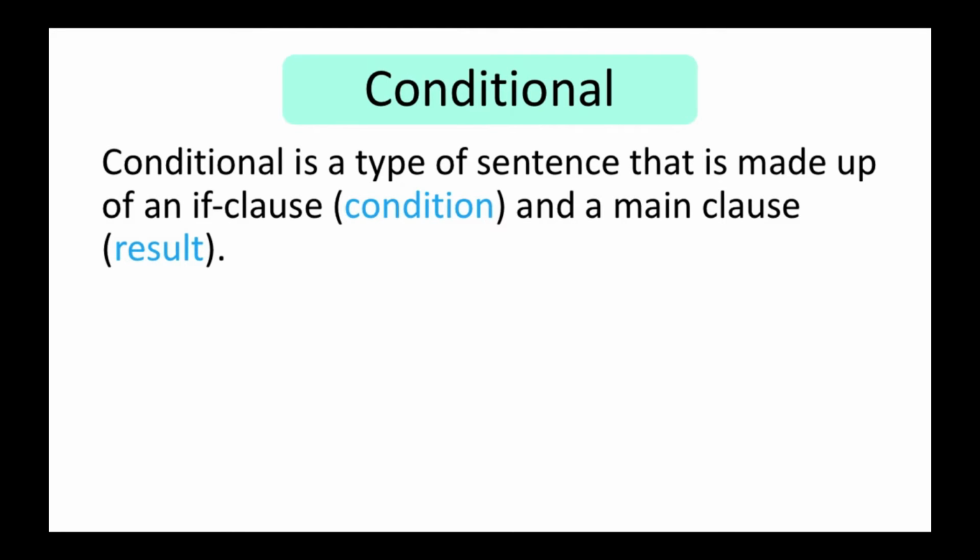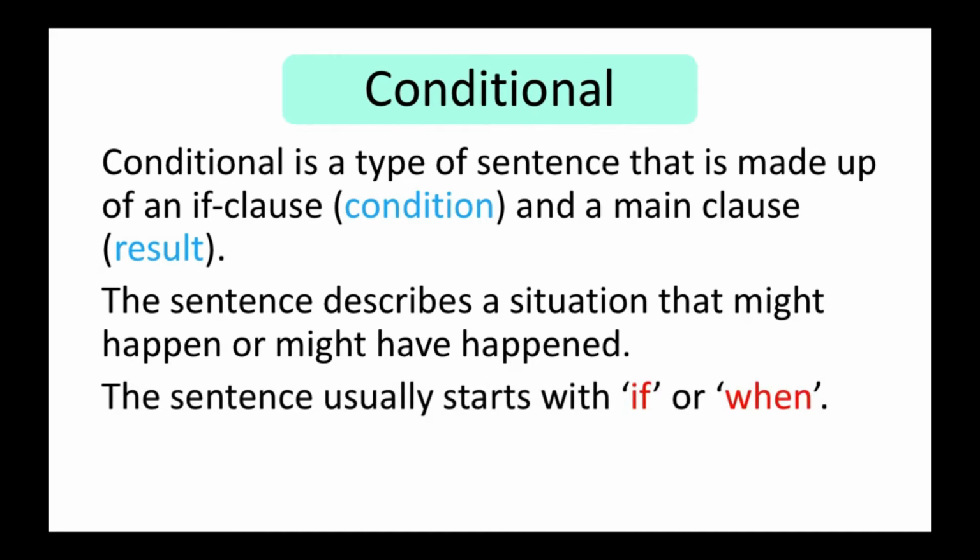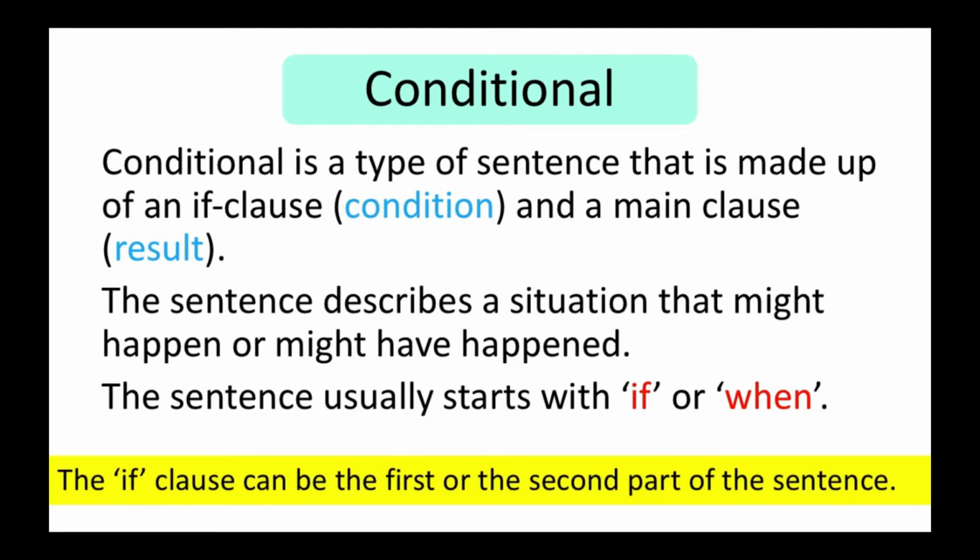Firstly, my dears, a conditional is a type of sentence that is made up of an if clause that expresses a condition and a main clause that expresses the result. Remember, it is pretty important. The sentence describes a situation that might happen or might have happened, according to the condition that you want to say. The sentence usually starts with if or when. The if clause can be the first or the second part of the sentence. Now, let's continue.